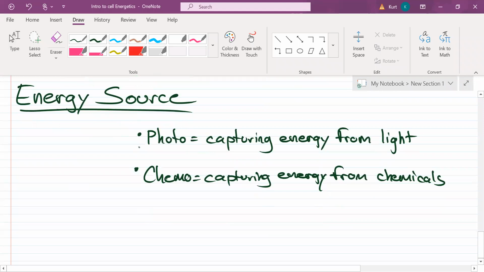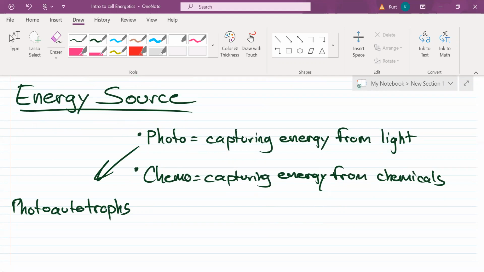So guys, with photo, you have these organisms called photoautotrophs. A palm tree is a photoautotroph. Grass is a photoautotroph. The cactus that your mom might have in the windowsill of her house is a photoautotroph. But the ones on the bottom of the ocean are called chemoautotrophs.